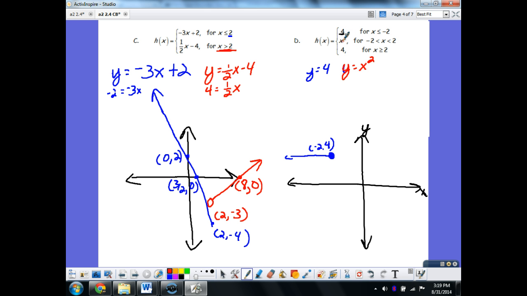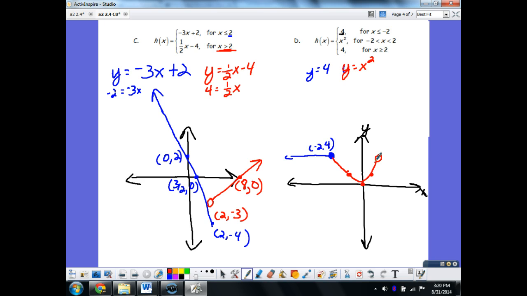If x was -1, -1 squared is 1, so we'd be down here, about there. Okay. If it were 0, 0 squared is 0. If it were 1, and if it were 2, we'd be back up here at 4. Okay, so that is what that graph looks like. It is a parabola between 0 and 4.